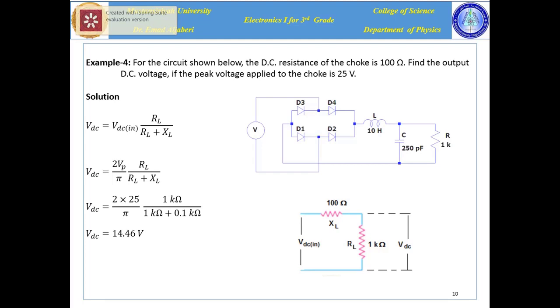Here, this is a voltage divider between X L and R L, and you can calculate V DC from this equation: V DC equals V DC in times R L over R L plus X L. X L is 100 ohm and R L is 1 kilo ohm. And the V DC in, because this is a full wave rectifier, can be calculated by 2 V sub m over pi. The V DC then is equal to 14.46 volts.